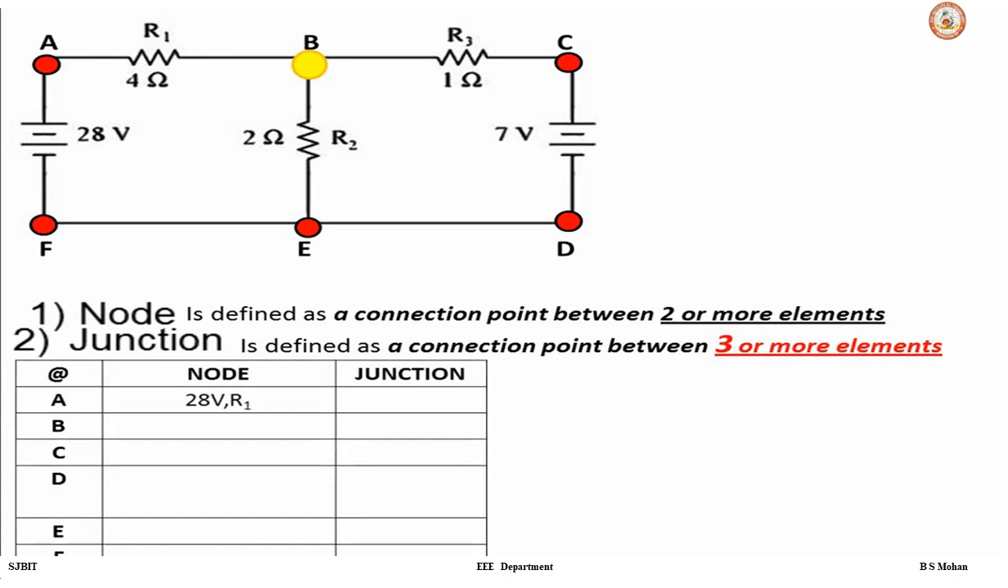So let's see point A, we have two elements, 28 and R1, and B, as you know, we have three elements, R1, R3 and R2. So it's a junction. C, R3 and 7, it's a node.